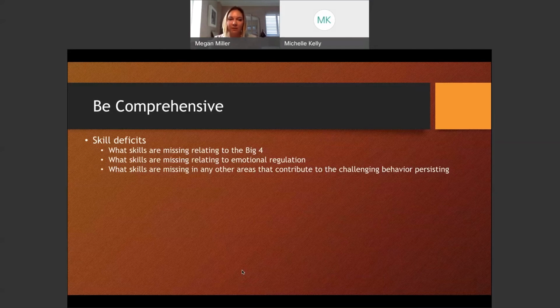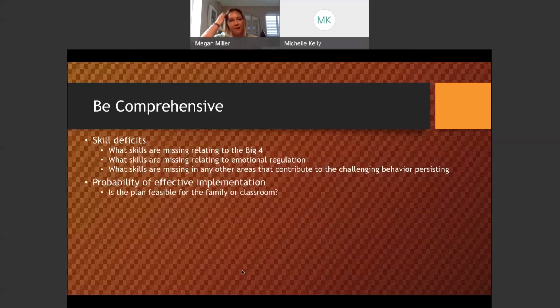And then what skills are missing in any other areas that would contribute to the challenging behavior persisting? If it's around math, there might be skill deficits relating to math. If it's around reading, there might be skill deficits relating to reading. Even things as simple as physical motor, like if they're being expected to sit in a chair for long periods of time, what's their core strength like? So there are a lot of different pieces that need to be assessed there.